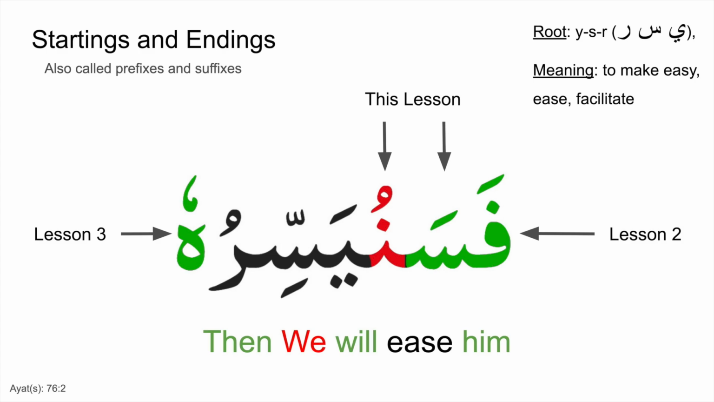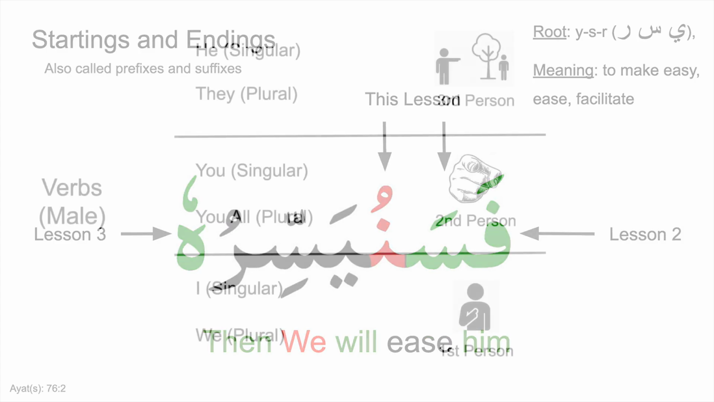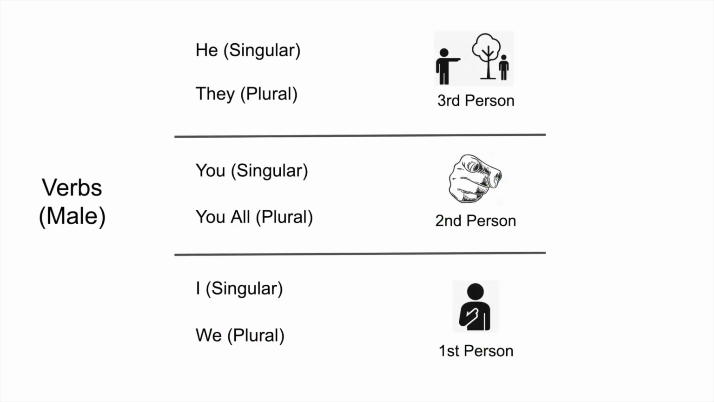In present and future tense, the key information often appears at the beginning of the verb. Just notice how the word is constructed. No rules to memorize. Before we continue, remember that every verb tells you who is doing the action. He or they. You. I or we.